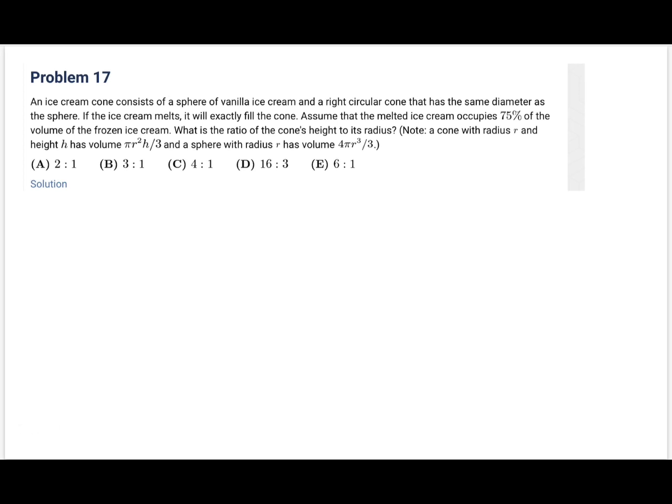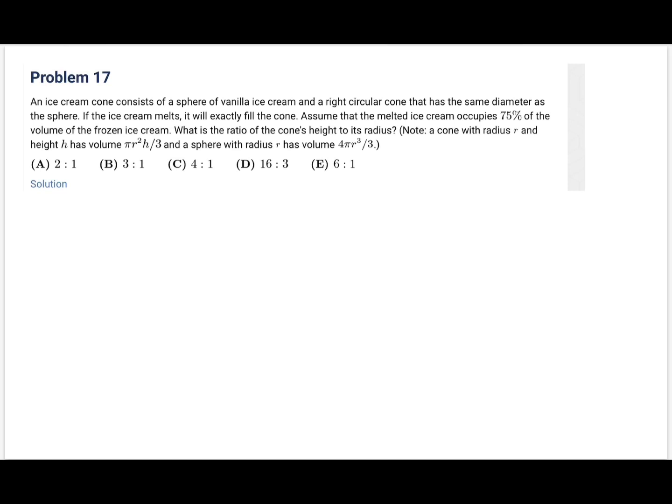Problem number 17. An ice cream cone consists of a sphere of vanilla ice cream and a right circular cone that has the same diameter as that sphere. If the ice cream melts, it will exactly fill the cone. Assume that the melted ice cream occupies 75% of the volume as frozen ice cream. What is the ratio of the cone's height to its radius?